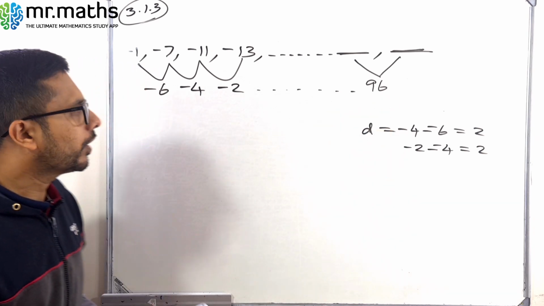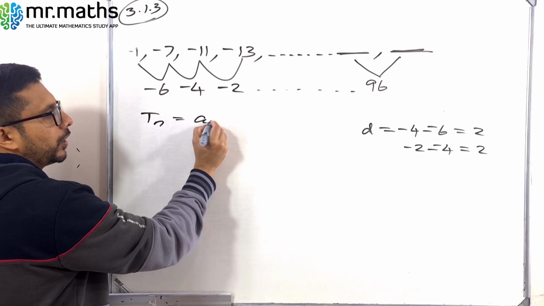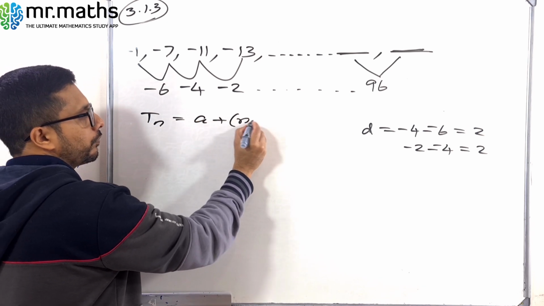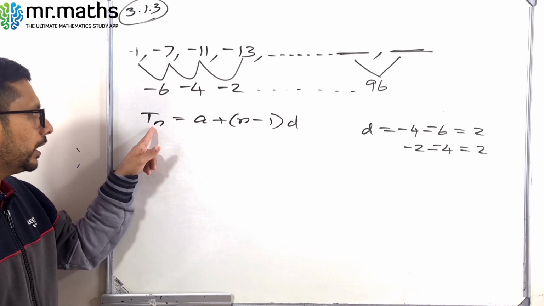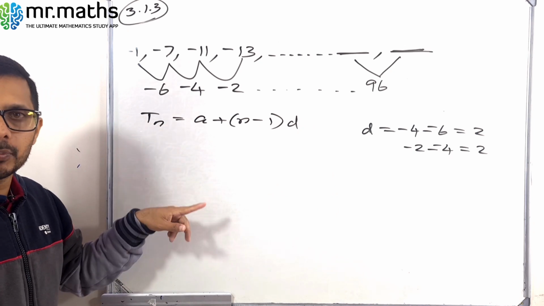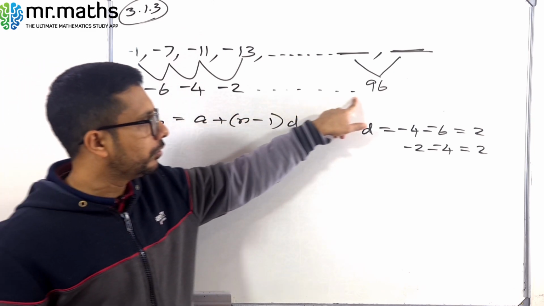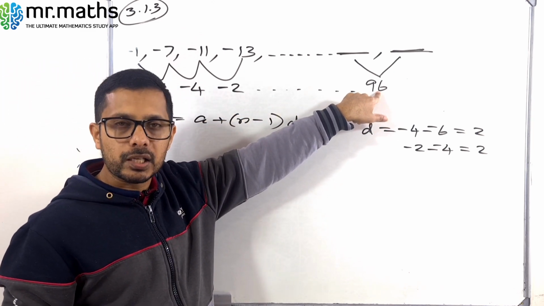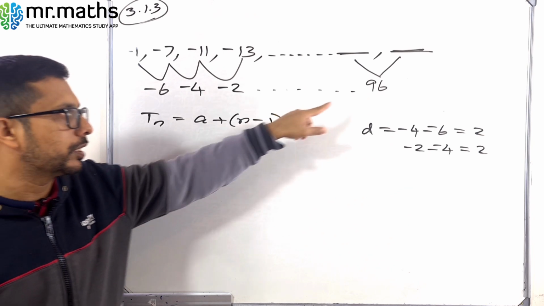Okay. So what is the formula to find Tn for an arithmetic sequence? Tn is a plus n minus 1 into d. And what does this Tn stand for? The nth term, or last term, or general term. So in this sequence you have to consider 96 as the last term. Then we can find the value of n. Which term is this one?